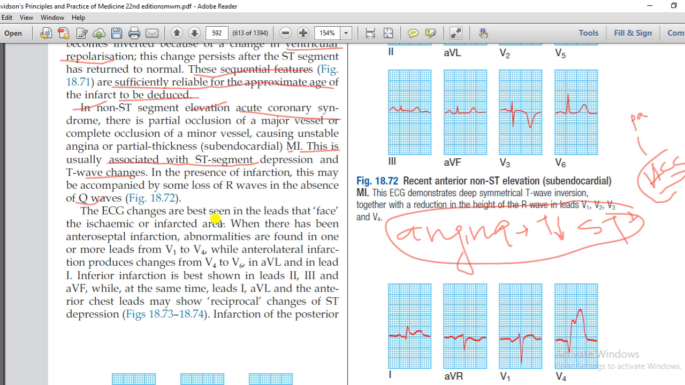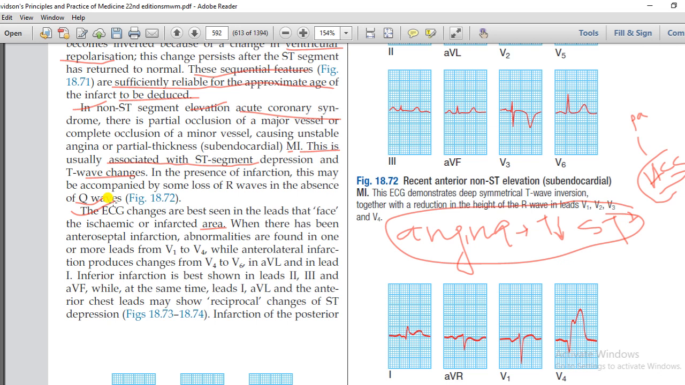The ECG changes are based in the leads that face the ischemic or infarcted areas. There is not a particular lead that would show the ischemia. However, the lead that is near to the infarcted area would certainly show the change.